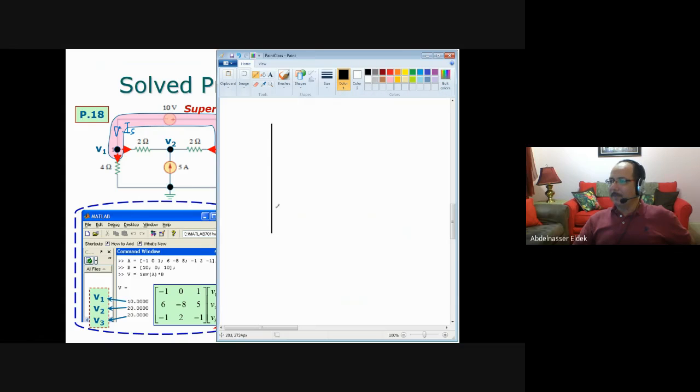So you have IS, this current here, equals this one plus this one. This is Kirchhoff's current law. So IS equals this current plus this one. Let's see. IS equals the first current, V1 over 4, plus the second current, which is (V1 minus V2) over 2. Okay, so this is a current.